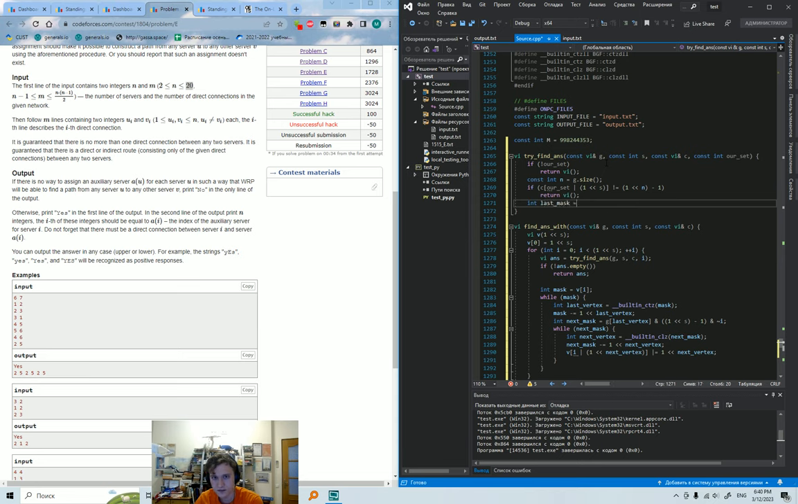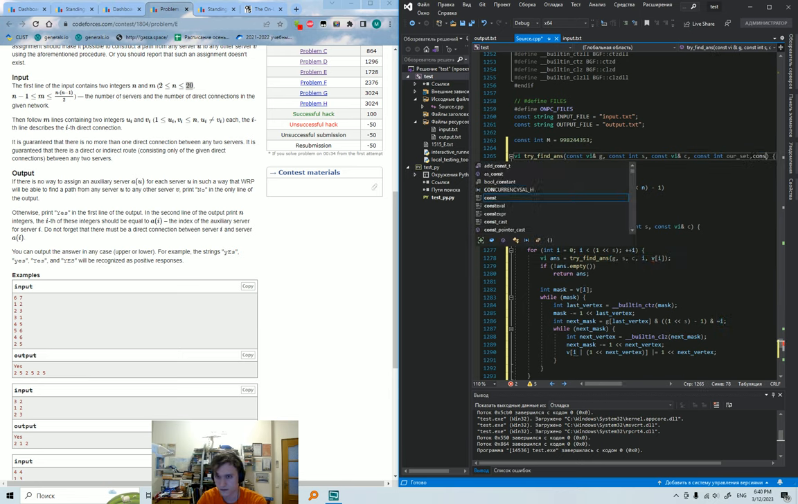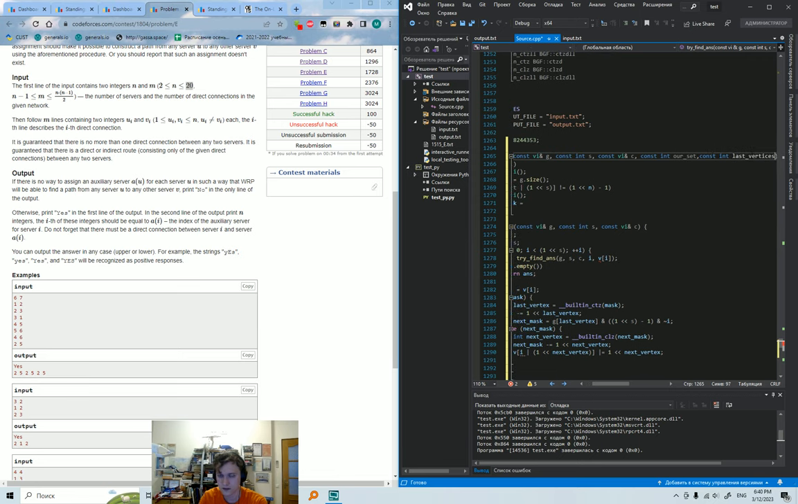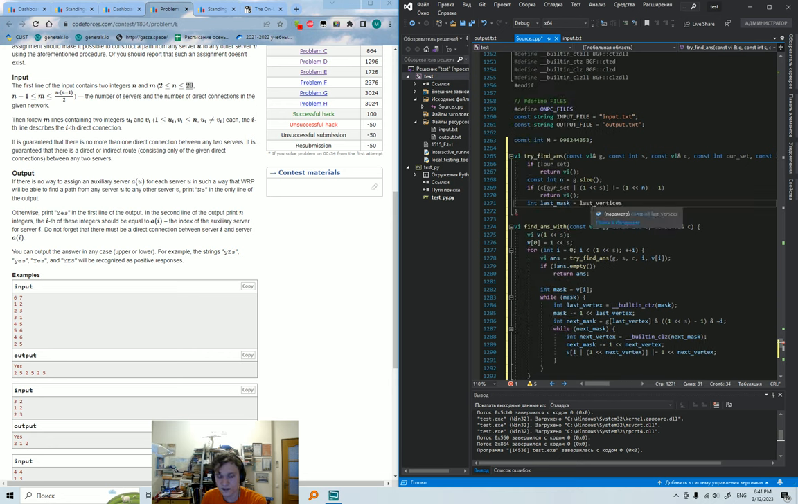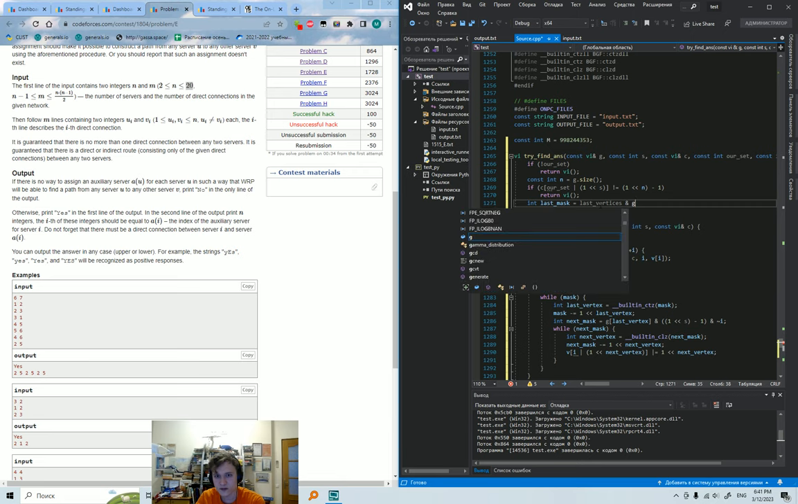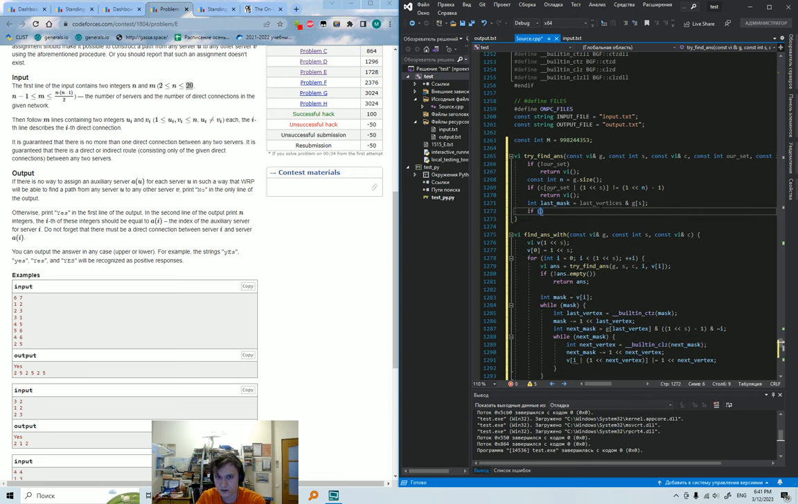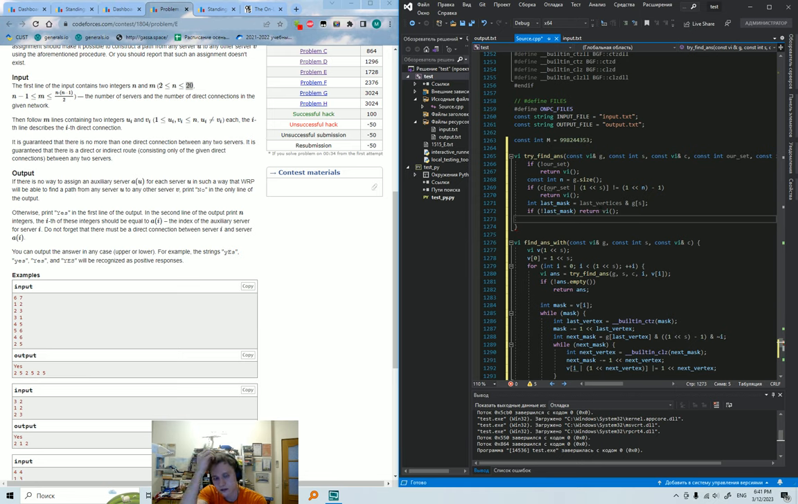Last mask equals what? So we take vi. This is the set of vertices which can be last, but we can only take the vertices which are neighbors of S. So if not last mask, we also say that we stop. Okay.